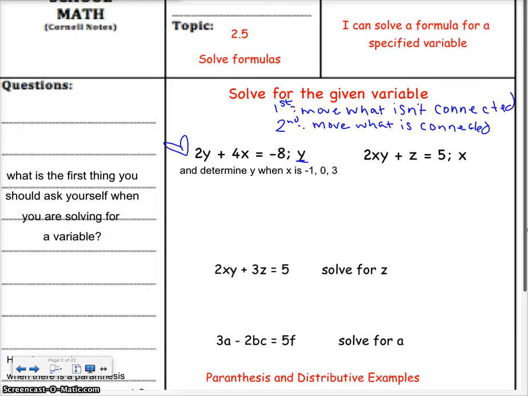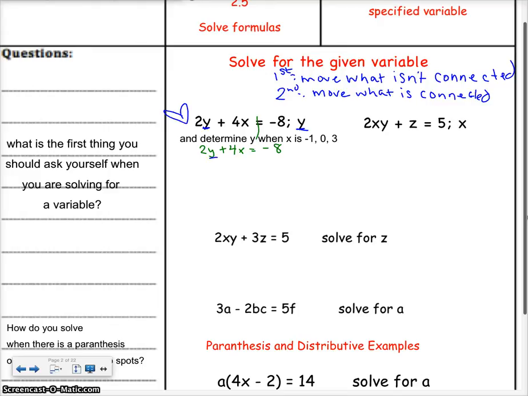So, given this equation, 2y plus 4x is negative 8, and I want to get y alone. So I underline my variable. What is not connected to my y? The 4x. And you look at the same side of the equal sign, because some of you might have thought, hey, this negative 8 isn't connected. No, I'm looking at that same side of the equal sign. So I need to move this 4x. And I'm going to rewrite the equation underneath so we can have some room for our algebra.